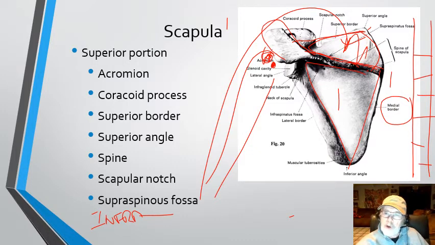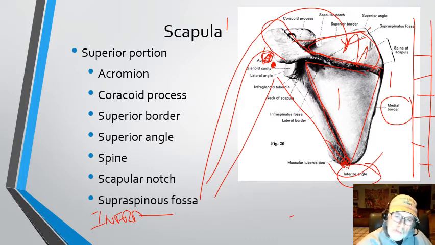Okay, now also right from this area down here at the inferior angle, this one here is called the inferior angle. Right from the inferior angle, that's really sort of almost attached to the infraspinatus muscle, there's another muscle that comes up there, and it's called the teres minor muscle. Now, I want you to remember those four muscles for a specific reason.